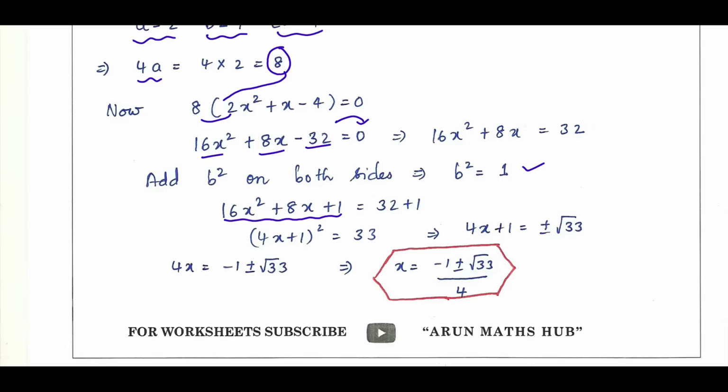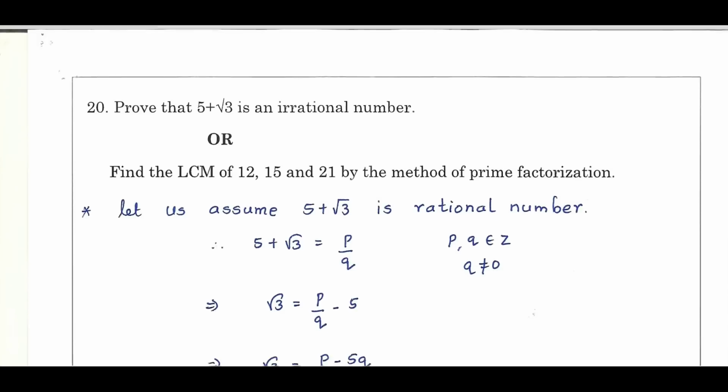Now 4x equals, shifting +1 to the RHS, it becomes −1. x = (−1 ± √33)/4. Dear students, I have solved this using the completing the square method; the other methods I have also solved. You can check out my videos on my channel.